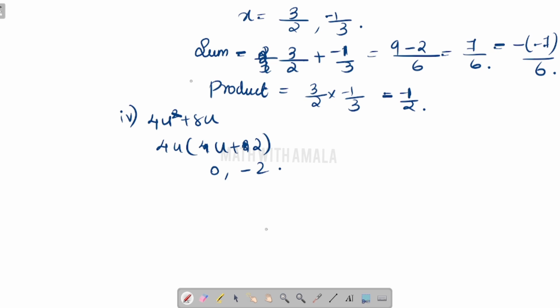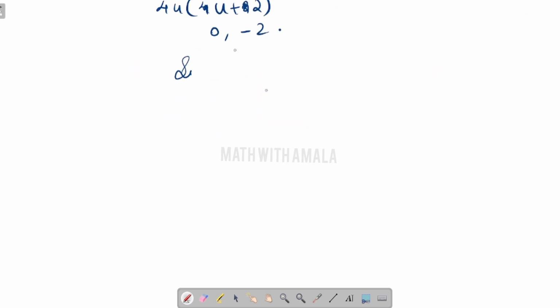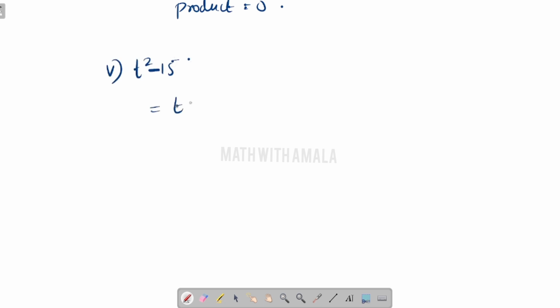Then the zeros are 0 and minus 2. What are the sums? Sum is equal to 0 minus 2, that is minus 2 itself. Product is 0 and you can write minus 2 like, minus of coefficient of x by coefficient of x square. Likewise, product is equal to constant term divided by coefficient of x square.